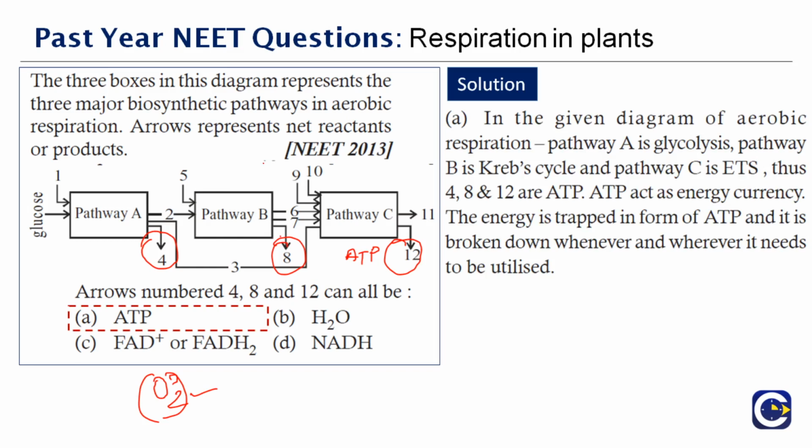If you look at the rest of the options that are given in the question here, they are the intermediates that come in the pathway. They are not the end products. So, therefore, the correct answer is ATP.